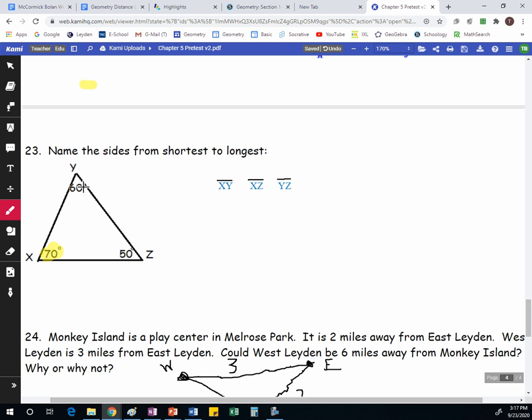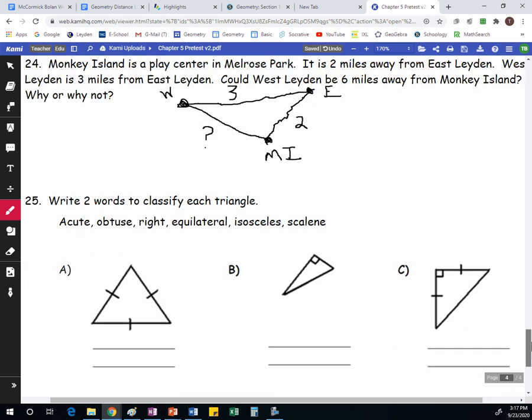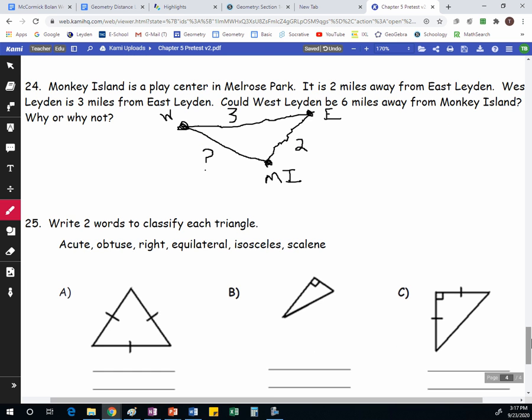For the Monkey Island problem, okay, so this is probably the hardest problem on here because you're not given a picture, you have to come up with it yourself. Sorry for my terrible triangle drawing here. But we have a triangle. One side of it is 3 miles, one side is 2 miles. And once you have that picture, the rest is easy. But this is all we got. We got 3 objects, West Leiden, East Leiden, Monkey Island, and we're given these distances. So if you have that picture, all we're trying to do is figure out about this last distance.